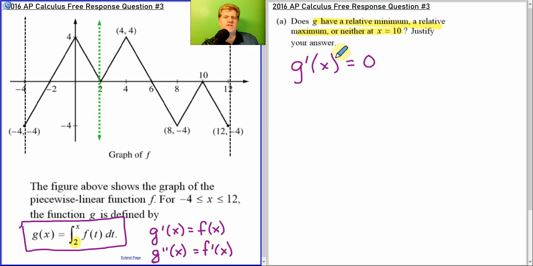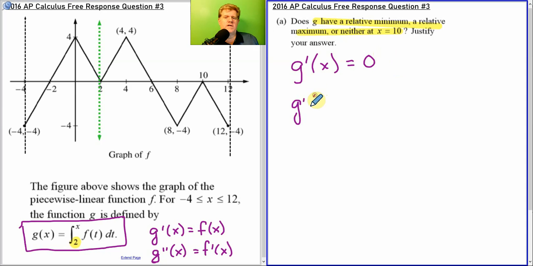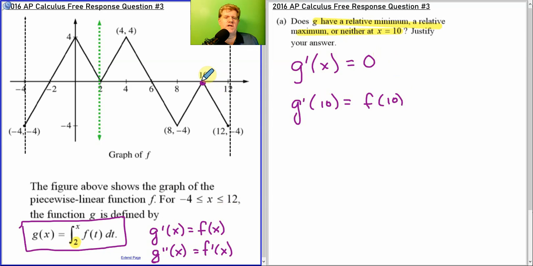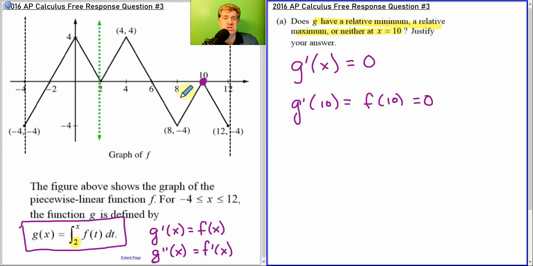Is G prime of 10 equal to 0? Now G prime of 10 is the same as f of 10. And here's f of 10 right here. Is it equal to 0? It sure is. It's smack dab on the x-axis. That means it's potentially a max or a min.